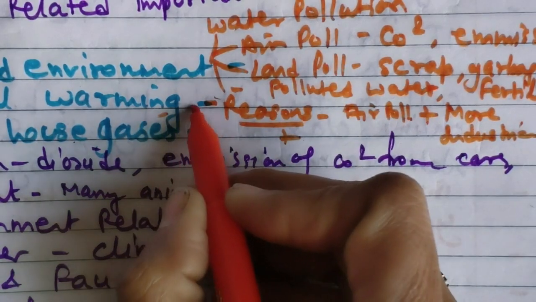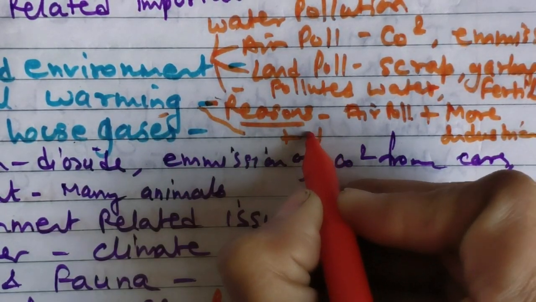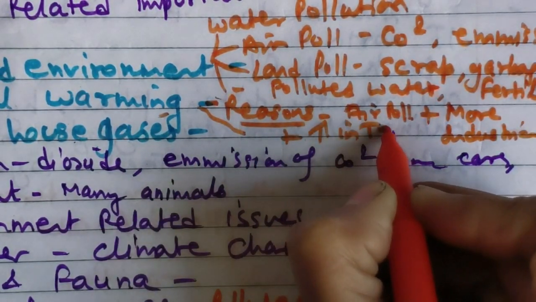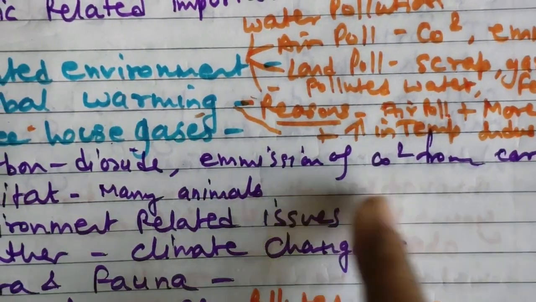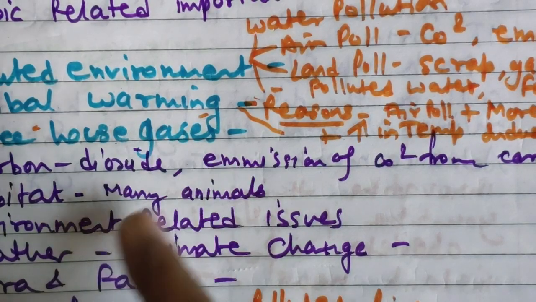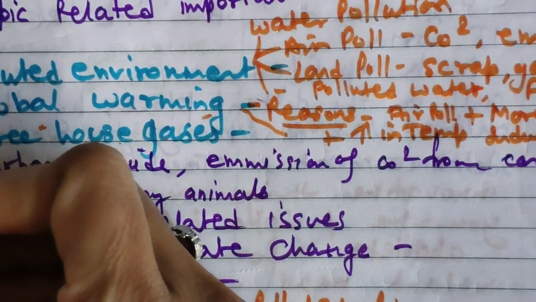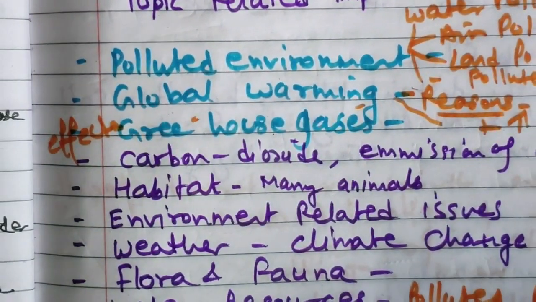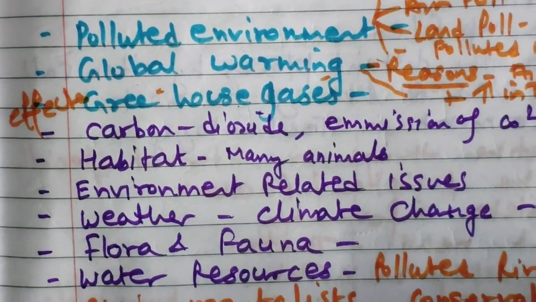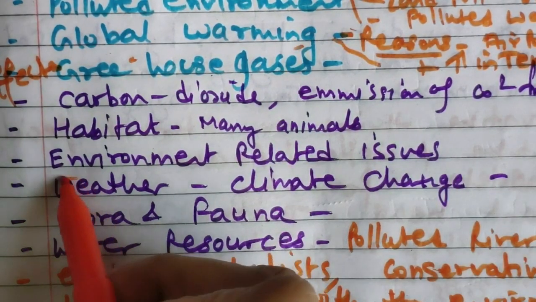Due to this, what is happening? Increase in temperatures, and greenhouse effects are also there. So effects, I am writing it here. Effects, you can see here, effects. Okay, so these all are relating to habitat.